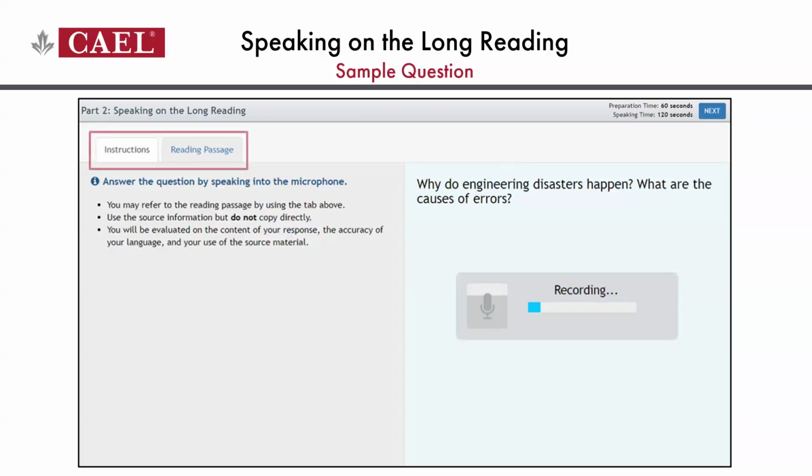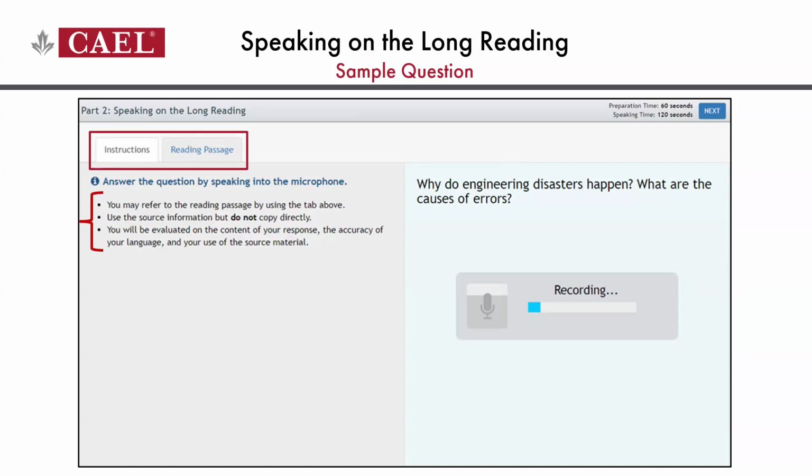The computer screen will give you 2 different tabs here. We are currently on the instructions tab, which is why it's been bolded in white, as in it's been selected. And right beneath the instructions tab, you're going to see the exact same information that we just discussed in that Rader's checklist. It's a reminder that you can refer back to the reading passage up top. You're going to be scored based on your content, your language, and your source material.